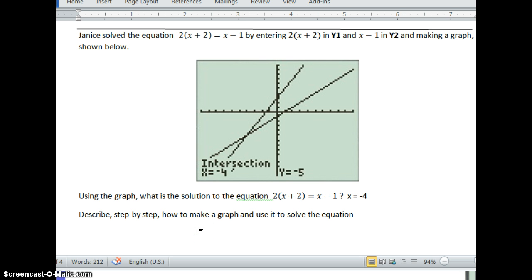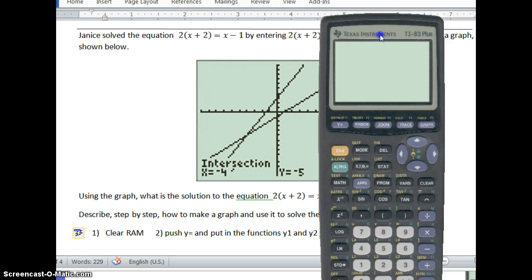Then it says describe step by step. Well, step 1, clear your RAM. Step 2, push y equals and put in the functions y1 and y2, the left and the right. So this time I would put 2 parenthesis x plus 2 in for y1 and then just x minus 1 in for y2. Step 3, push graph. Graph being the button we're discussing here. Then graph would be here, and then second and graph would take you to the table.